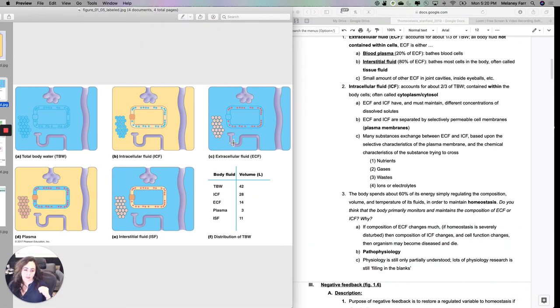So it's both more efficient to monitor the extracellular fluid, right? And also it's a bit more protective because you might be able to catch whatever it is before it impacts cell function. So what I wrote here is basically, if you let the composition of the extracellular fluid change much before you catch it, like if you severely disturb the homeostasis of the extracellular fluid, then the composition of the intracellular fluid will change. And then the cell function will change. And then you may have some pathophysiology problems, right? And you can become diseased in a cell and then a tissue. And then you get a patho issue. Pathophysiology is the study of disease function.